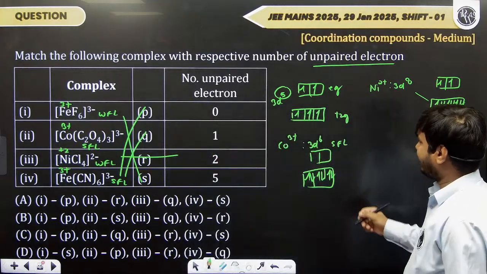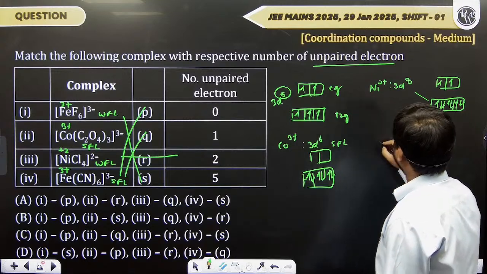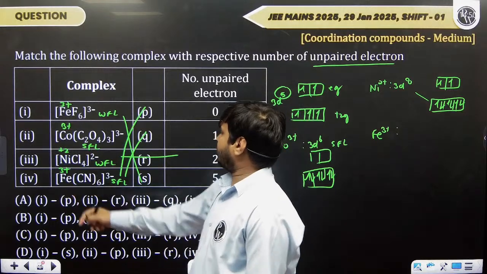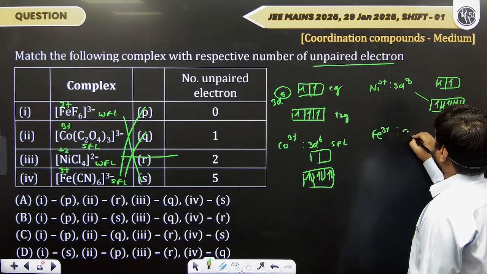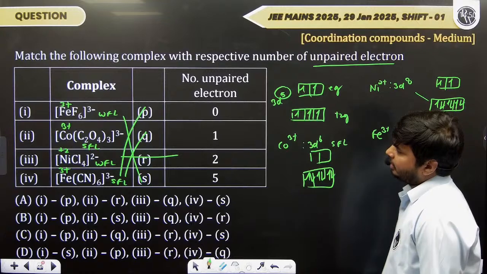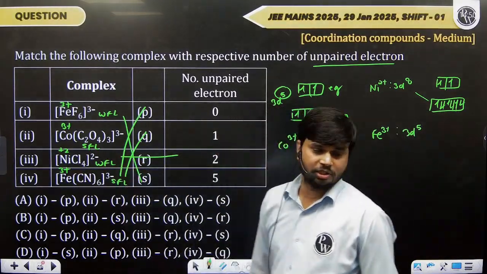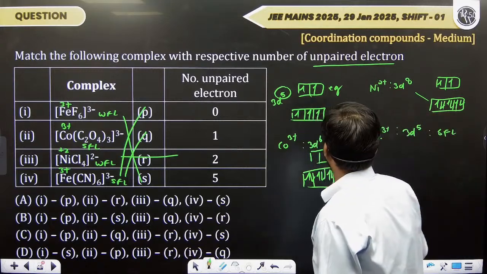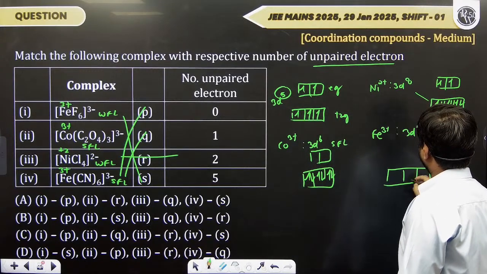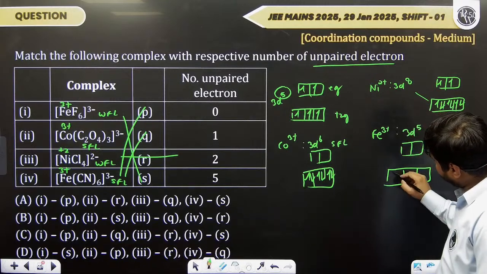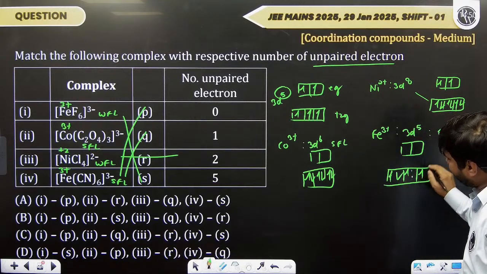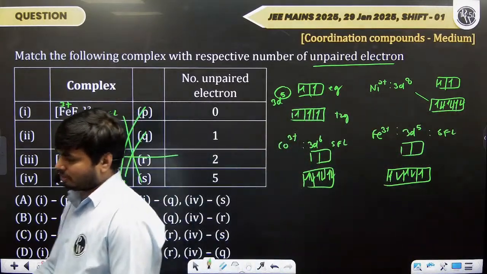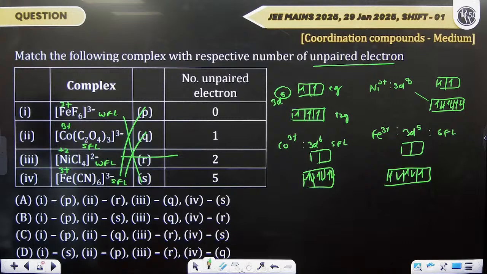How? Let us see that. So here we have Fe plus 3. Okay, in Fe plus 3 we will have the configuration 3d5, and we have the strong field ligand. So if we have the strong field ligand, then we have to do the pairing. So 1 2 3 4 5, right? So one unpaired electron is there, so that is going to be matched with Q.